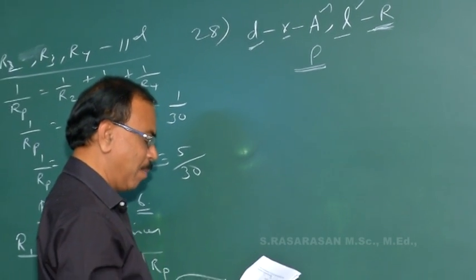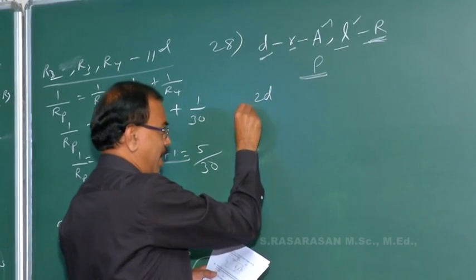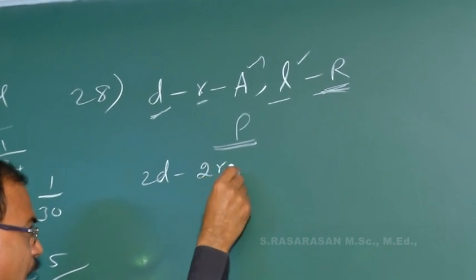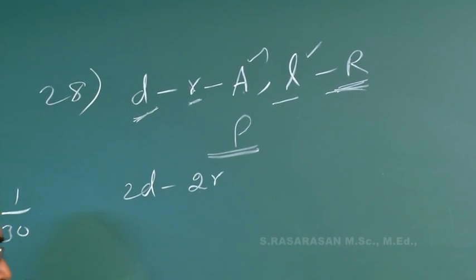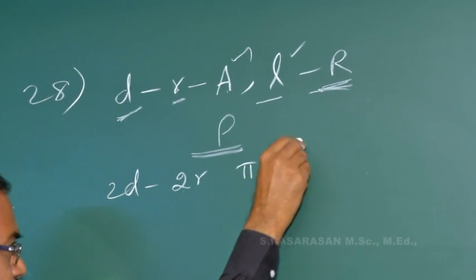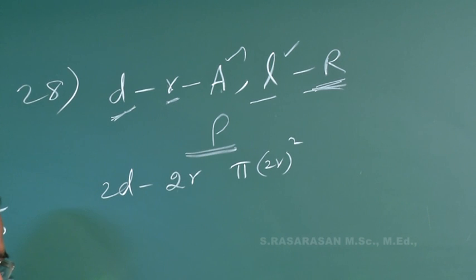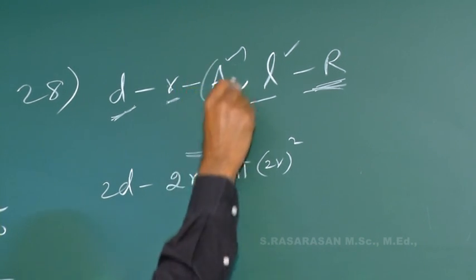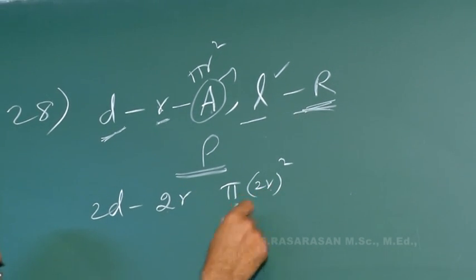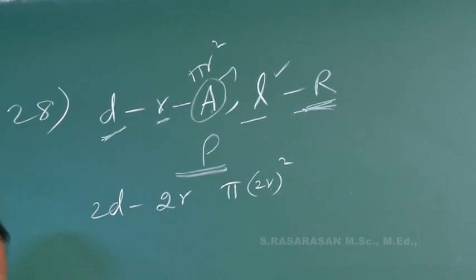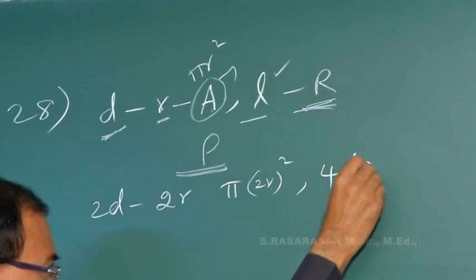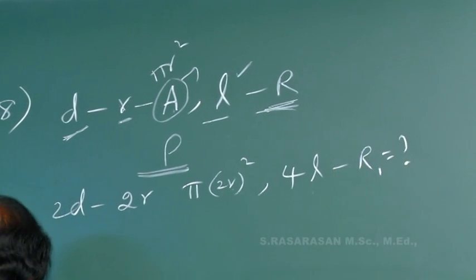Same material, but diameter is 2D. As diameter is 2D, radius is 2r. As radius is 2r, the cross-sectional area also changes. Instead of pi r square, it is pi into 2r the whole square. There, area is pi r square, and here, diameter being 2D, it becomes 4 pi r square. And length is 4L, not L. What is the resistance they are asking?